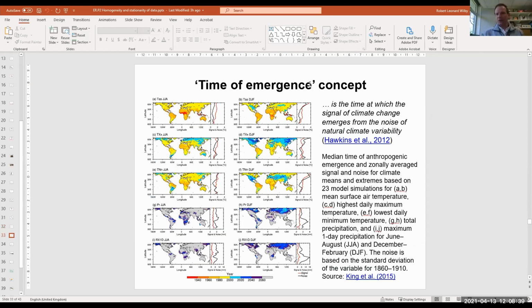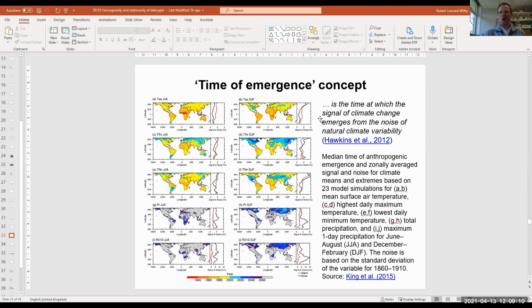Okay, I've got just about 20 minutes or so to go, and I'd like to cover a couple more concepts which I think are helpful to understand. One of them is this idea of the time of emergence concept, and it's one that the media in particular are often quite interested in. You know, when will we see a climate change signal? When will we be sure that there is a climate change signal in our data set?